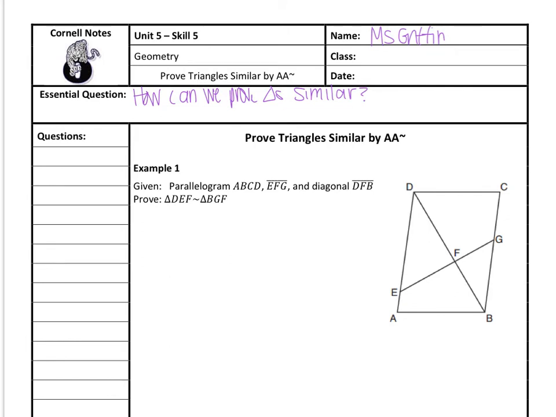We're taking a look at Unit 5, Skill 5. You're about halfway through with Unit 5. Hopefully you're doing okay so far. It's a lot of proportions.